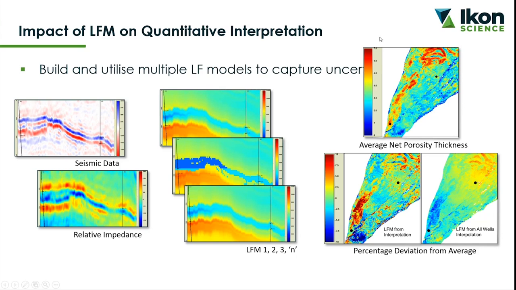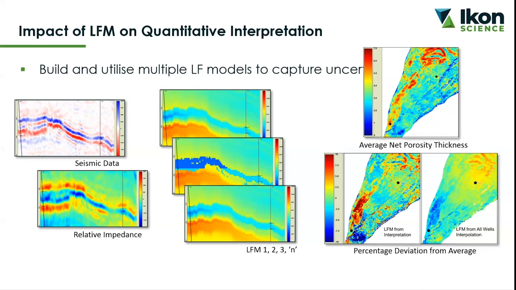So we might calculate the average net porosity thickness across all of the realizations or scenarios that we've built. And once we have the average, we can look at the percentage deviations from that average to get a feel for what areas have high uncertainty, what areas have lower uncertainty.